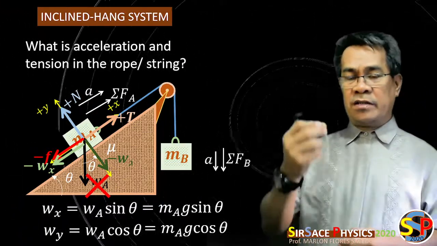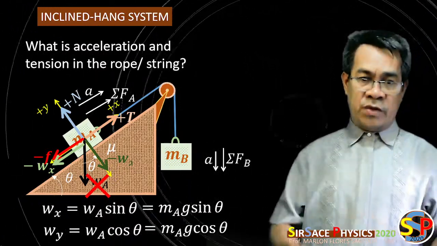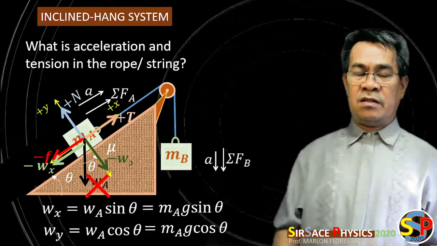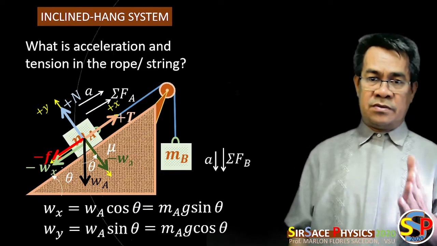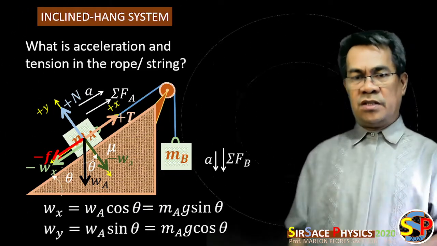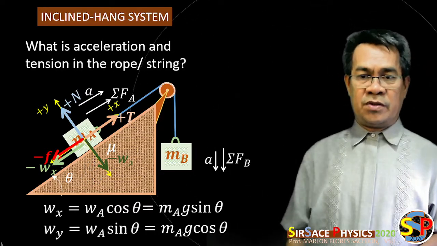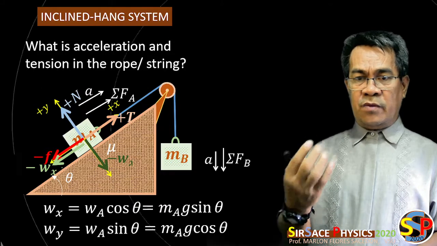Now remember that given the mass is A and B, and we have also the angle, so practically, Wy and Wx are known. Now let's proceed to the next object. So meaning those are the free body. We can now remove the Wa, because we have already the components that represent the weight of the object.